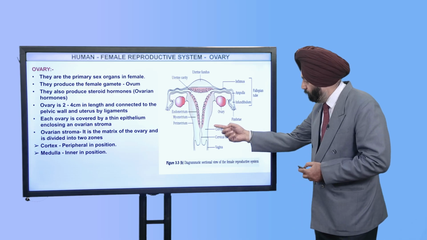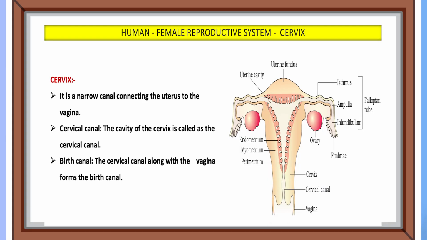Now we move on to the cervix. The cervix is a narrow canal connecting the uterus with the vagina. The cervical canal is the cavity in the cervix. Now we move on to the last part, the birth canal. The cervix and the vagina together form the birth canal. That means they facilitate the birth of the baby.